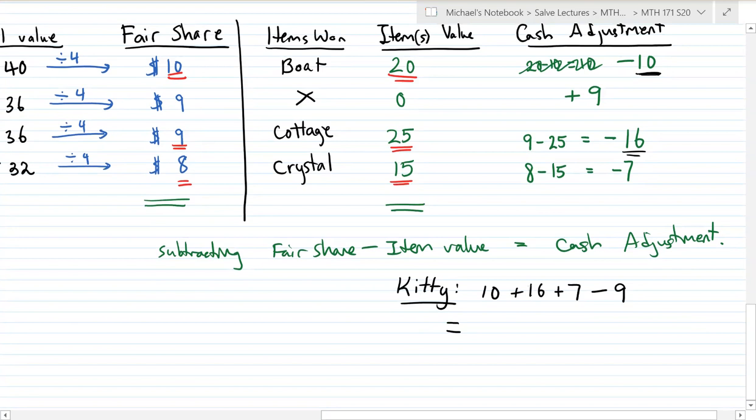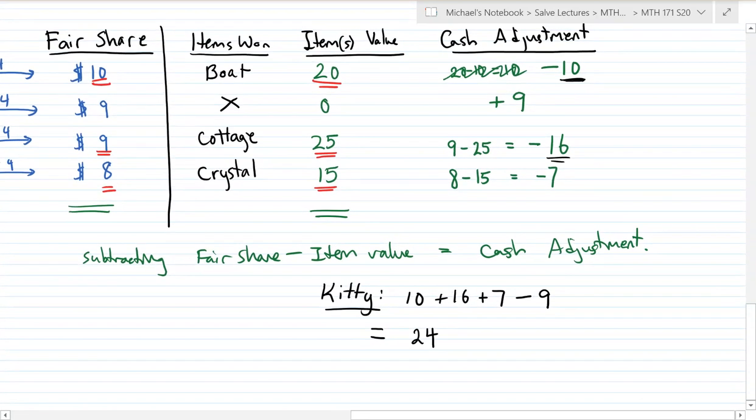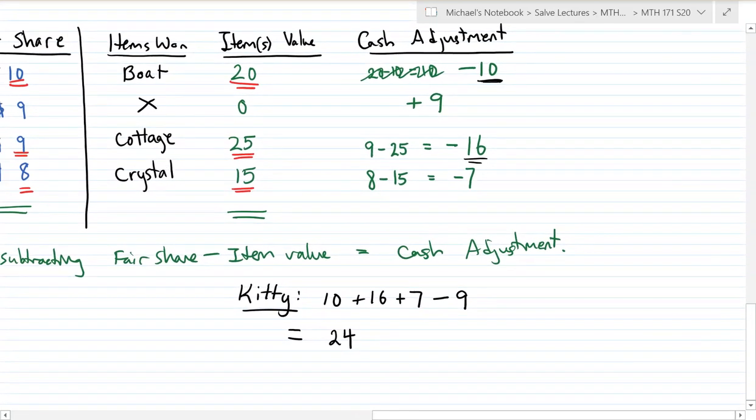And so what's in the kitty? We have 10 plus 16 plus 7 minus 9. If my math is correct, it looks like there's $24,000 in the kitty. Okay. And so, what should we do? This should be divided 4 ways. Split back 4 ways.